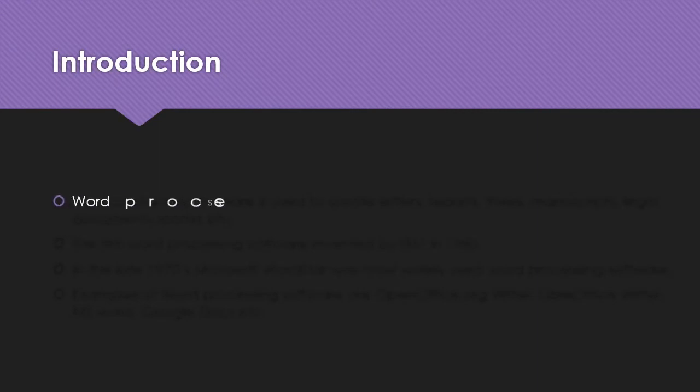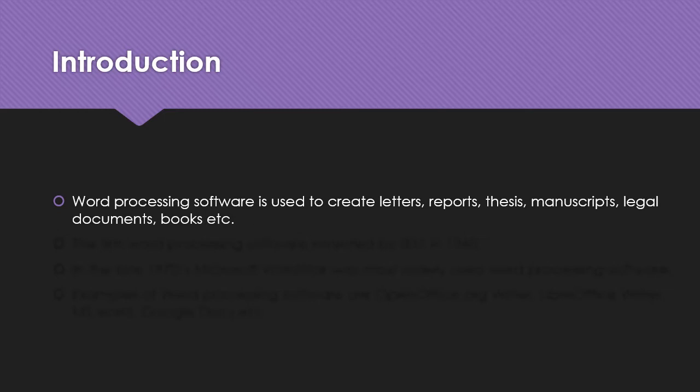Introduction. Word processing software is used to create letters, reports, thesis, manuscripts, legal documents, books, etc. See why we are using the word processing software. As we know, if we don't have word processing software, we will write using pen and pencil on paper. So what are the problems while writing using pen and pencil on paper?